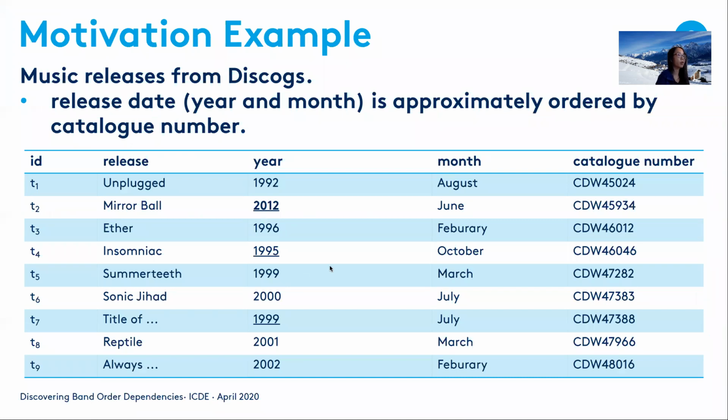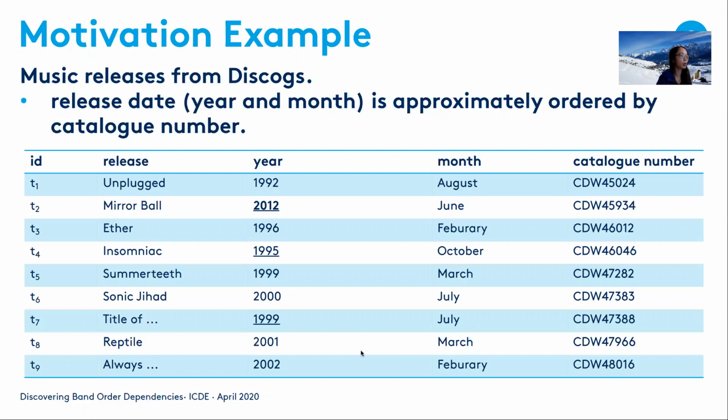Order dependencies are common relationships between attributes in datasets. For example, this table stores real-world music releases with attributes ID, release year, month, and catalog numbers. When sorting the table by catalog numbers in increasing order, if we also observe that the year is also in increasing order, we say that there is an order dependency between catalog number and year. However, in reality, this may not always be true. As seen in the table, T2, T4, and T7 violate the dependency.